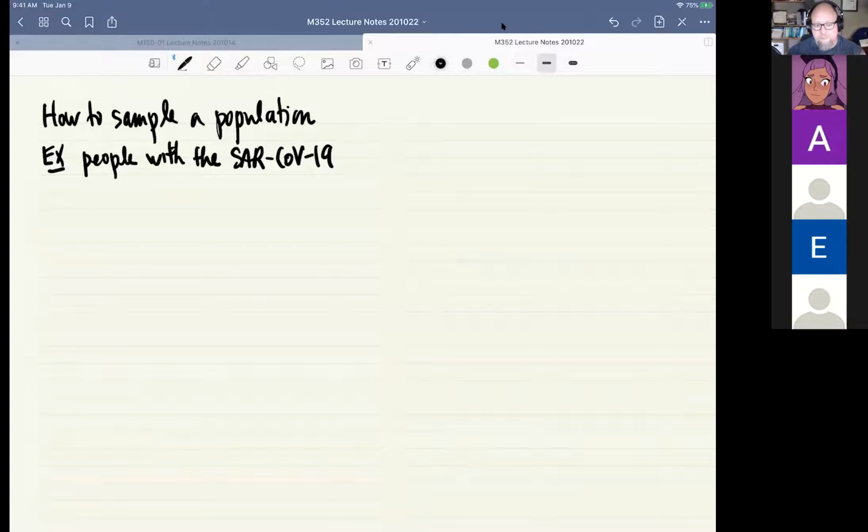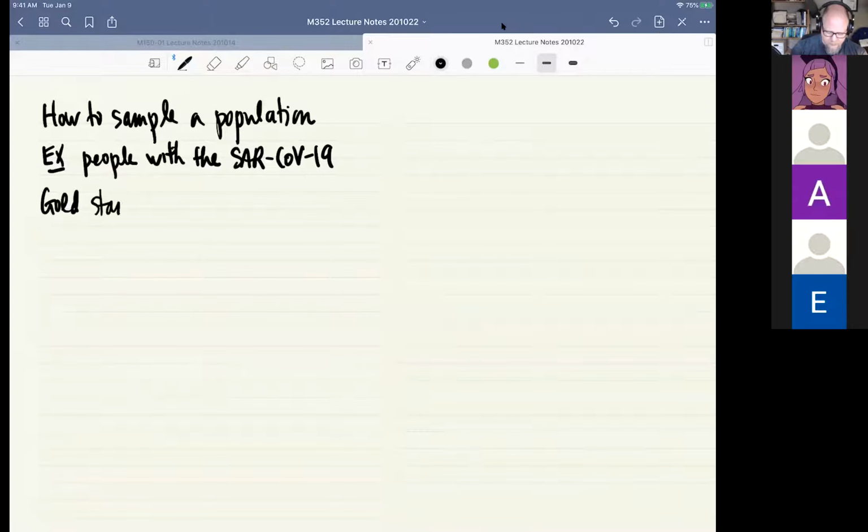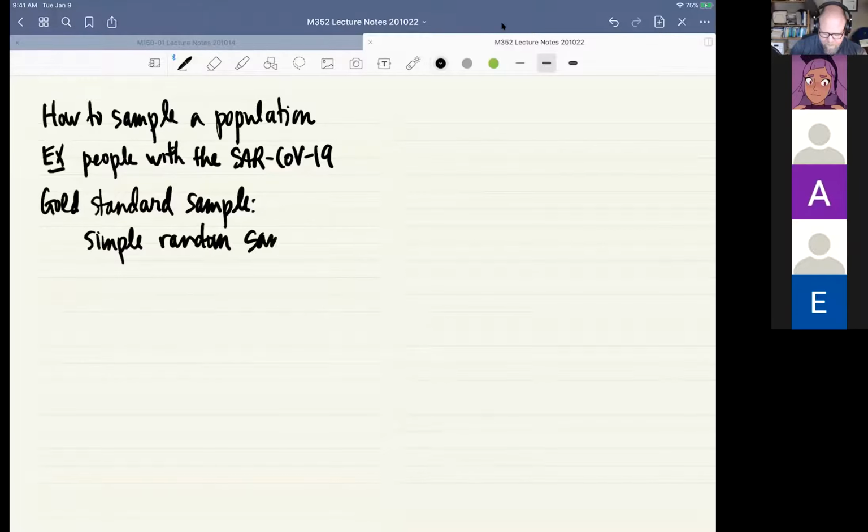And here's the question: does anybody know the best method for getting a sample? Anybody know? Is it just random? Yeah. It's called a simple random sample. The best sample you could take, and I'll tell you what I mean by best. The best sample you can take is a simple random sample.